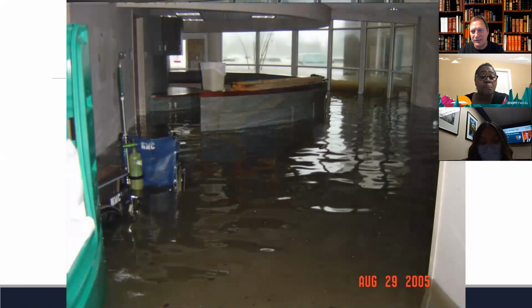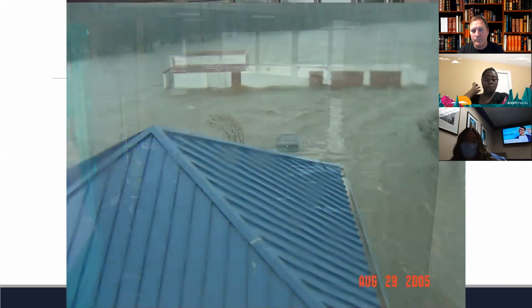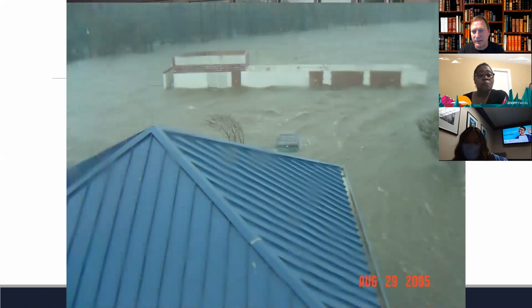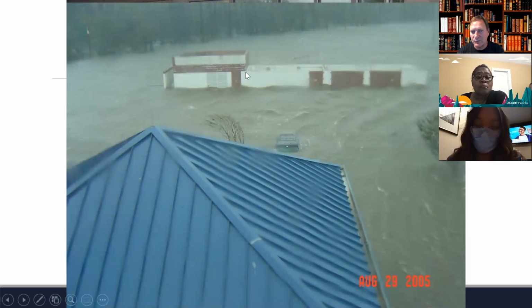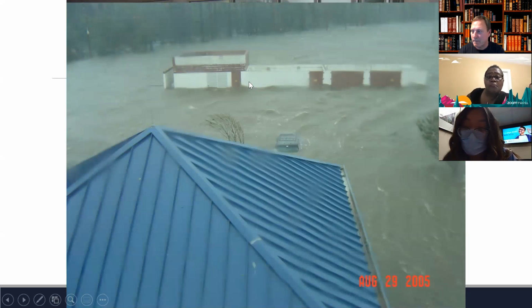And then that's the nurses' station. By this point, they've evacuated all of the patients and all of the employees up to the second floor of the hospital. And I like to show this picture just simply because this was where their generator was located. This was where their emergency power was located. And there's no roof on that building because it's been blown off.